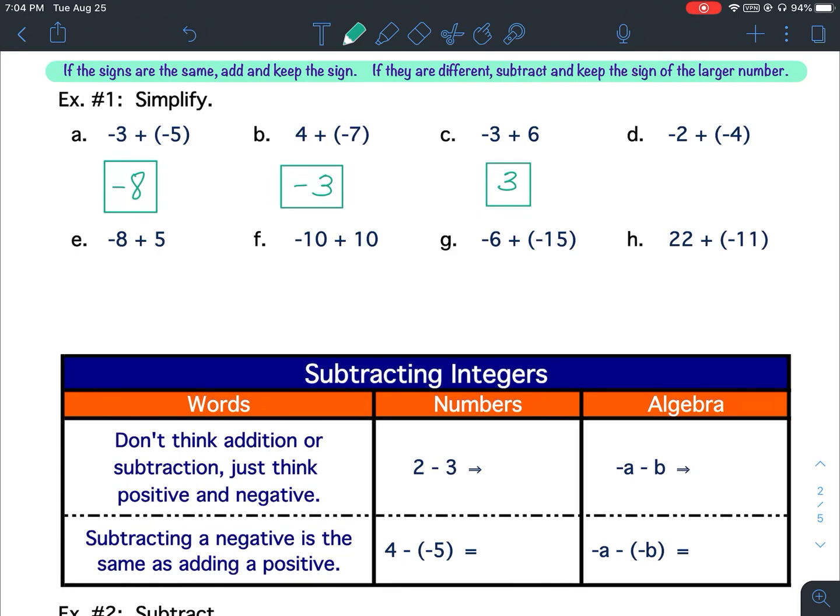For D, I have -2 plus -4. The 2 is negative, the 4 is negative, so my signs are the same. When the signs are the same, I add and keep the sign. So 2 plus 4 is 6, and then I keep the negative sign. So my answer for D is -6.